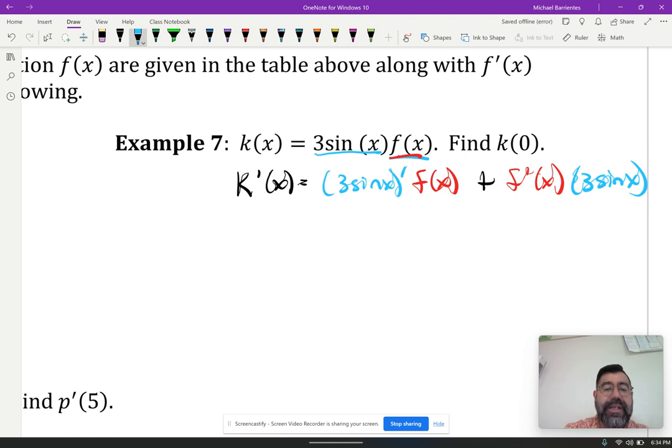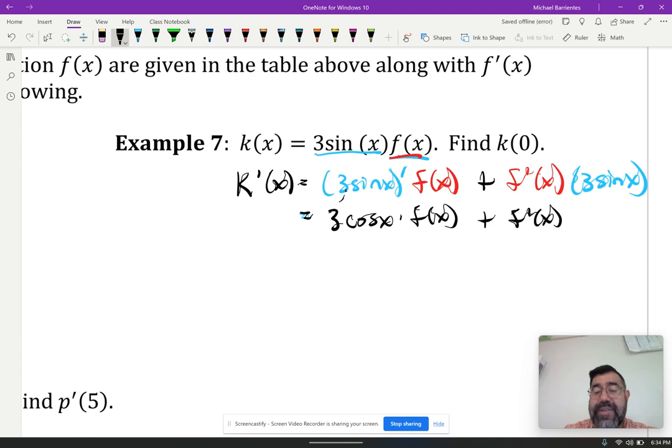Now let's do it. So we're still finding the derivative here, right? The derivative of 3 sine of x. Well, 3 is a constant, so I'm going to hold it, times sine of x. The derivative of sine x is cosine x. Times the f of x that was already there as part of the formula. Plus f prime of x, which again we don't know, but the derivative of f is f prime, and then times 3 sine x.